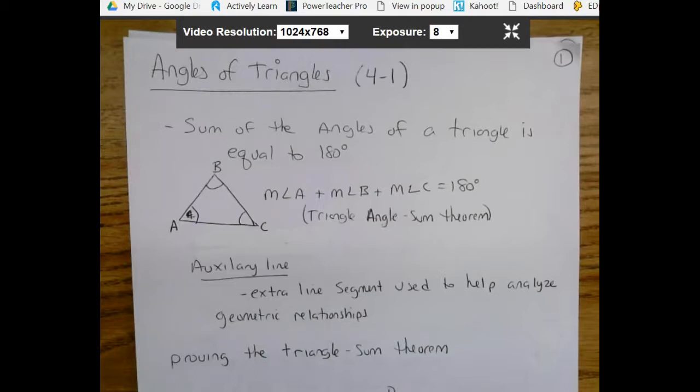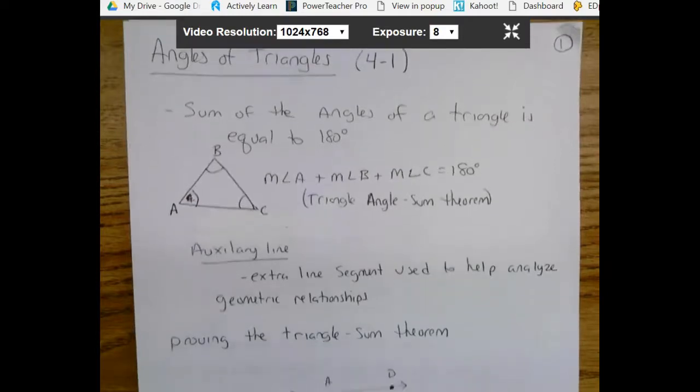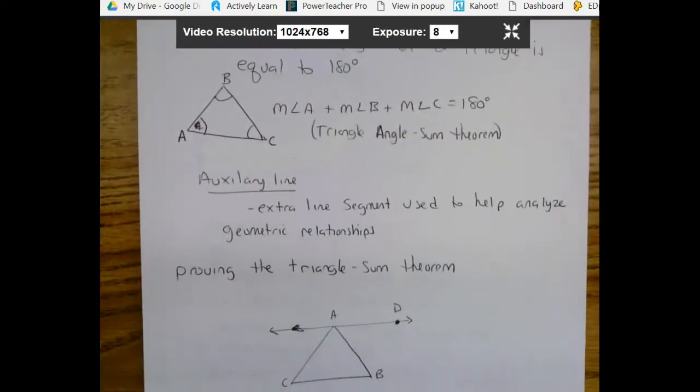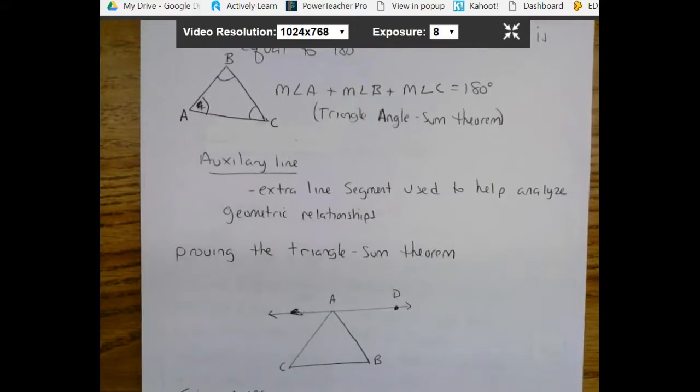Now, a triangle by itself, we know all the angles equal 180 degrees, but there are other things we can use to figure out the exact angles of a triangle if we know one or two. One is SOHCAHTOA. We're not going to do that today, but we'll eventually look at that. But an important part of this is something called an auxiliary line. You can kind of see it down below here. An auxiliary line is an extra line segment used to help analyze geometric relationships. We base this on some of the theorems we've learned before.